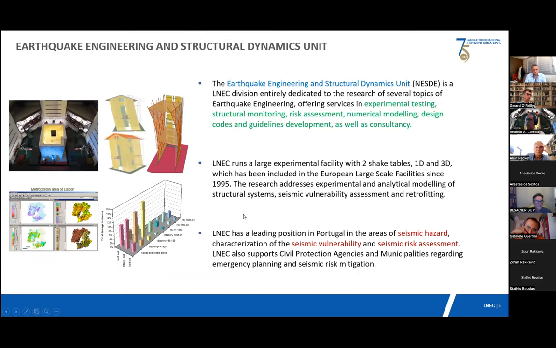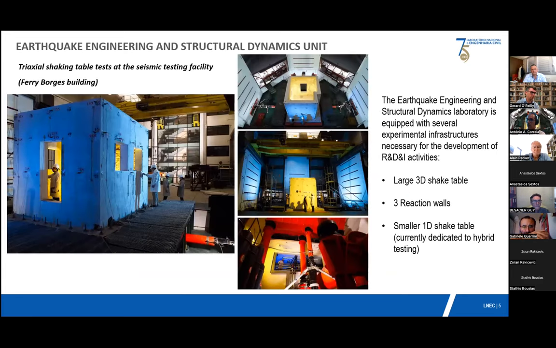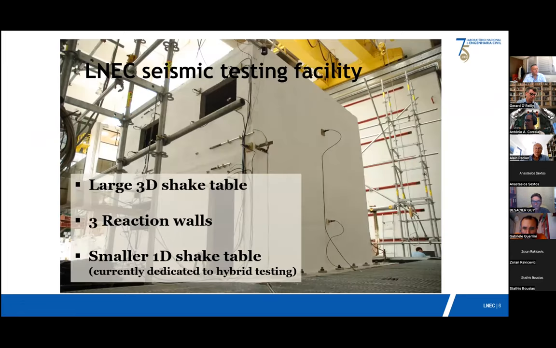We typically perform work on several fronts of earthquake engineering, from experimental testing to monitoring, risk assessment, numerical modeling, code development, and so on. And in what relates to our shaking table facilities, our laboratory is equipped with several different experimental infrastructures, which comprise the large 3D shaking table, surrounded by three reaction walls, as you can see here. And then we have another smaller 1D shaking table, which is currently dedicated to hybrid testing.